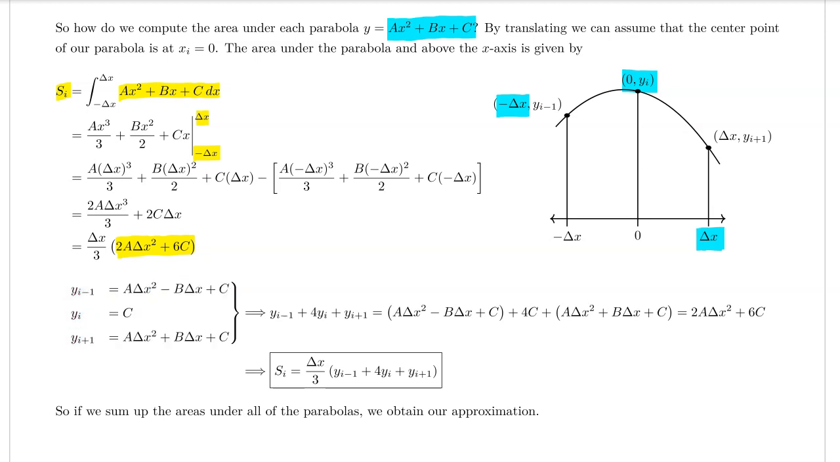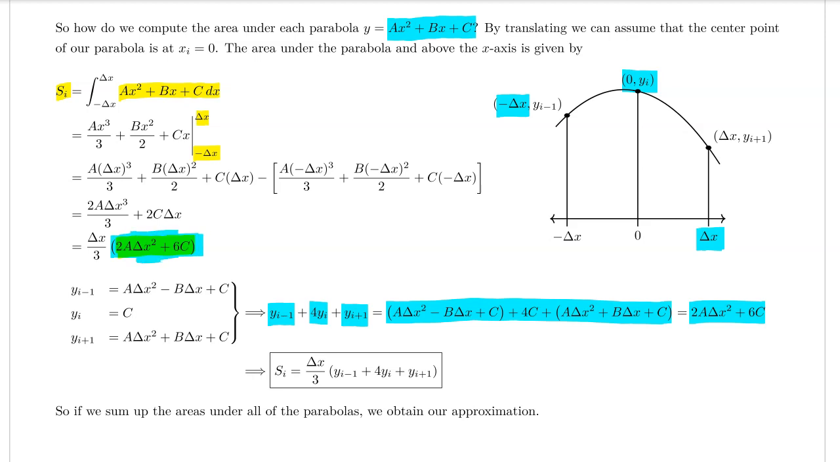Now, why do we care about those? Well, if I take the combination y sub i minus 1 plus 4 times y sub i plus y sub i plus 1, that's going to give us this expression here, which simplifies to this, and that's what we saw earlier right here. So, in order to get this, we're basically saying that S sub i is equal to delta x over 3 times (y sub i minus 1 plus 4 times y sub i plus y sub i plus 1). So this is kind of where we are getting Simpson's rule from.